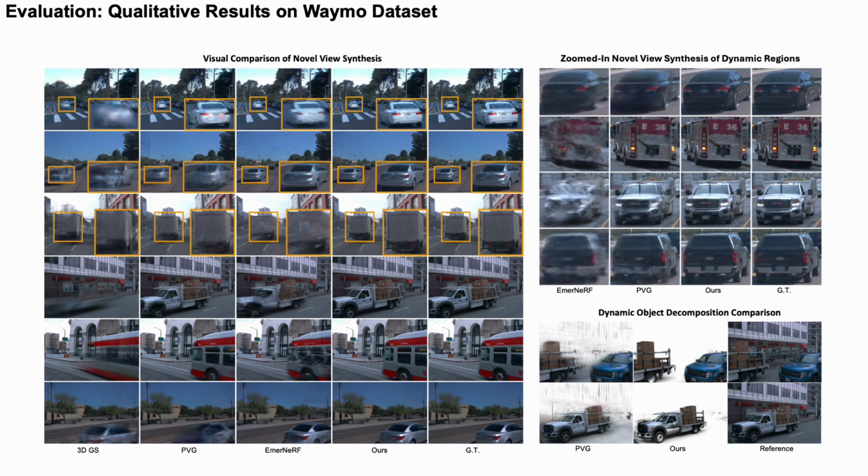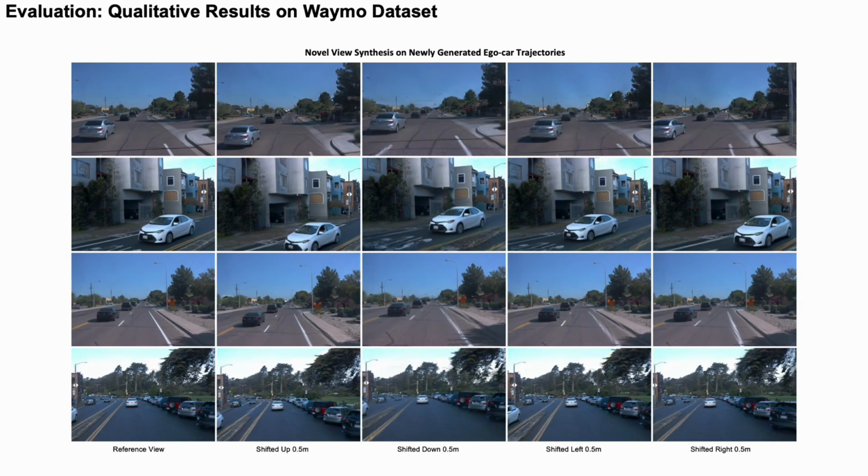We evaluate novel view synthesis under a more challenging setting on the Waymo dataset by introducing new ego-car trajectories. Specifically, we shift the original trajectory by 0.5 meters upward, downward, leftward, and rightward to simulate unseen viewpoints. Despite these shifts, SplatFlow successfully renders high-quality images, demonstrating strong generalization and robustness to viewpoint changes.